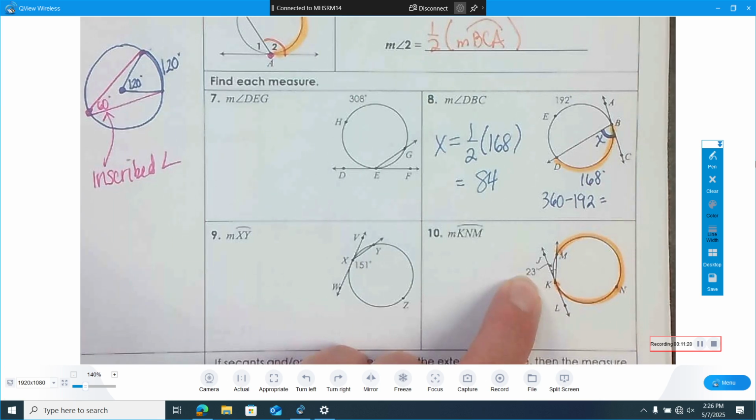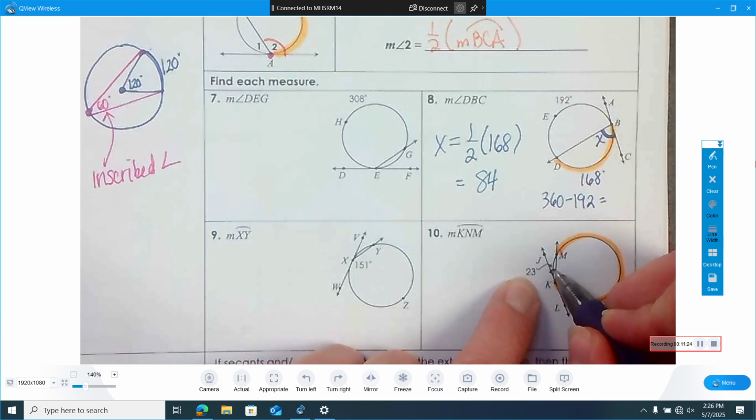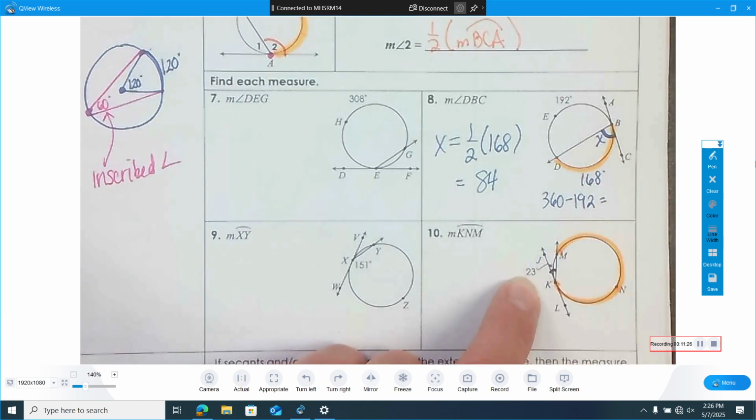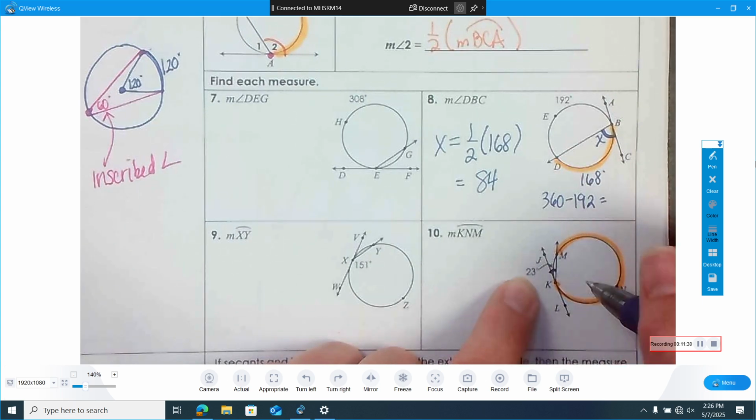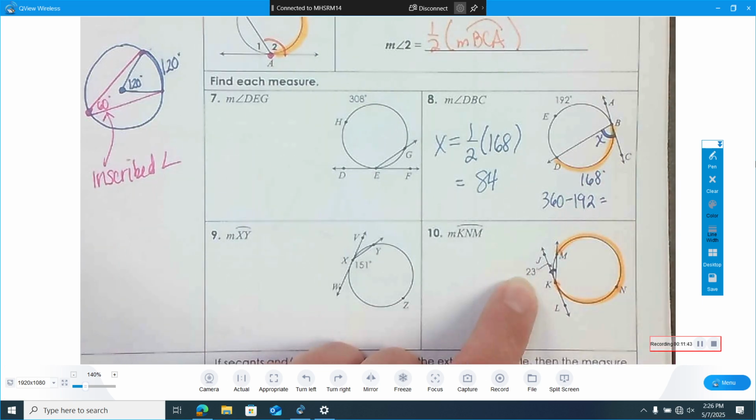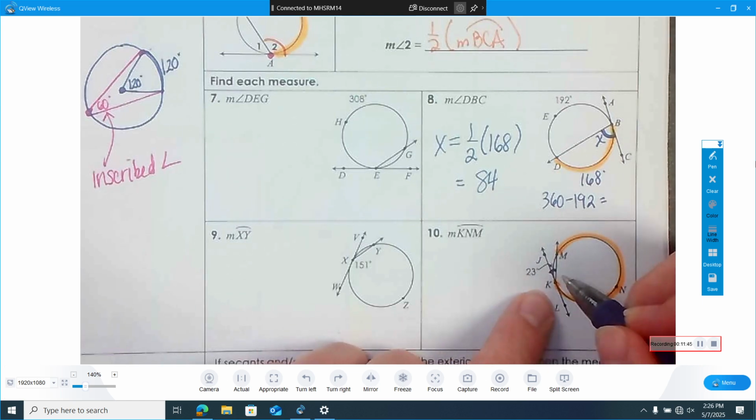The angle on the line. Yeah, that 23 is just this little tiny angle right there. So then it's 180 minus 23. Find your angle. So it's an inscribed angle, which means I could find the arc that it intercepts here? Okay. Or you do 180 minus 23 and then just multiply by 2.